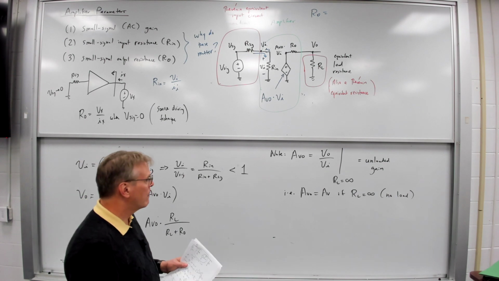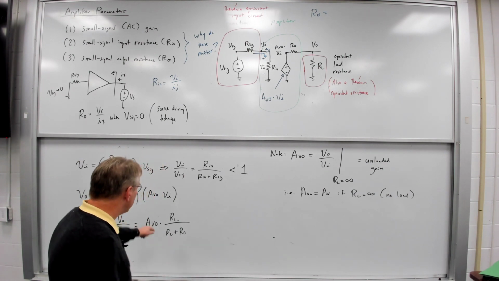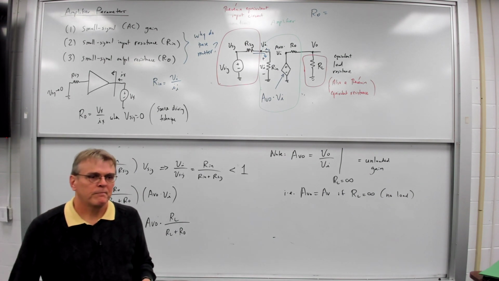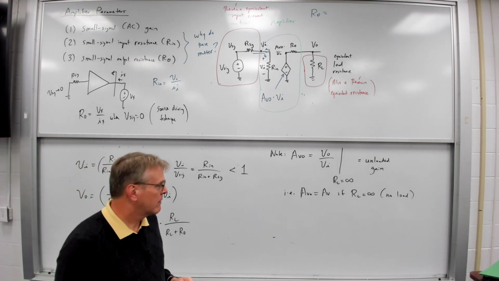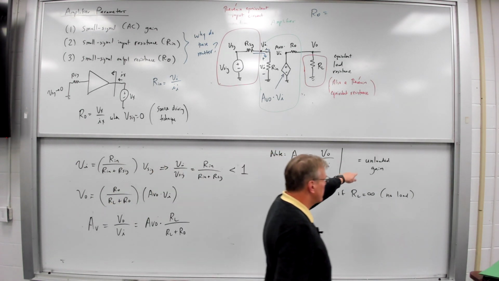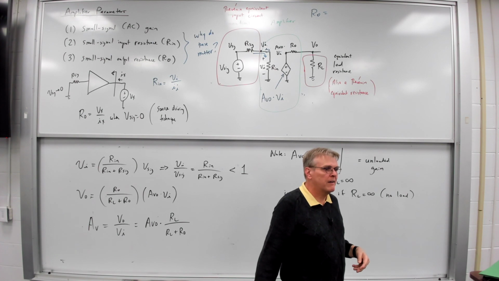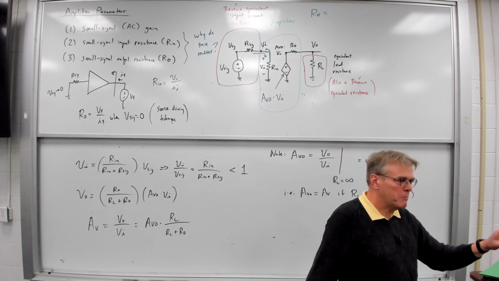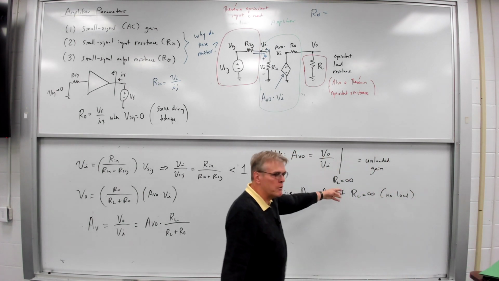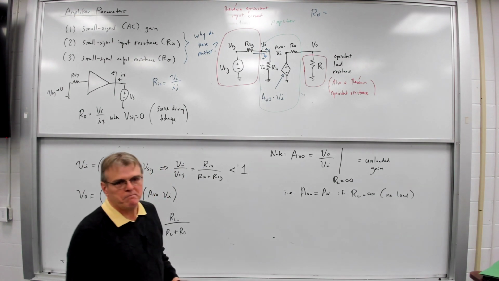Yes? Why is RL infinity when there's no load? No, I'm simply saying if we set RL equal to infinity. That's what I'm saying, if we set the load to infinity. So why is it called unloaded? Because it has no load. If you take the resistance away, there's no load connected to it. So RL goes to infinity. Infinite resistance means it's an open circuit, right? So when RL goes to infinity, there is no load. It's an open circuit. So it's unloaded.